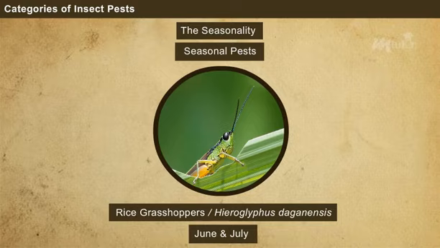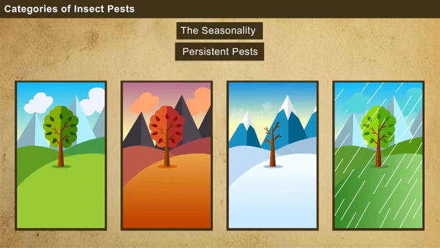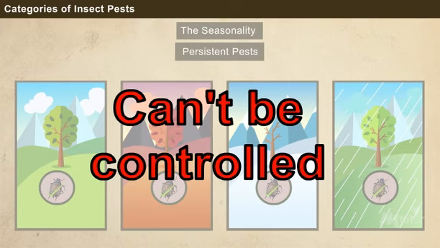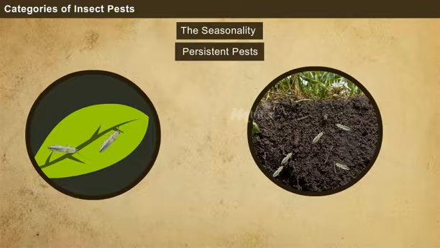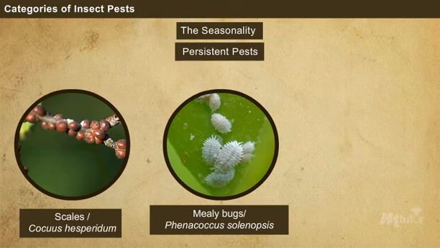Persistent pests. These are pests that remain on a crop all through the entire year. They are difficult to control and are not active all through the year. Their resting period is spent either on the soil or on the host plant. Some of the examples of persistent pests are scales, mealy bugs, chili thrips.